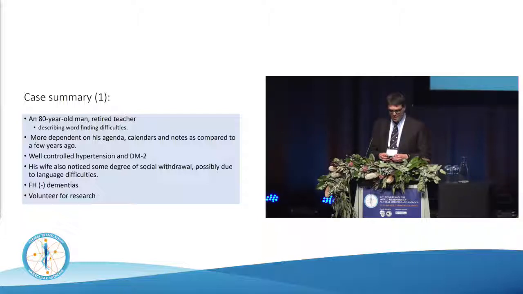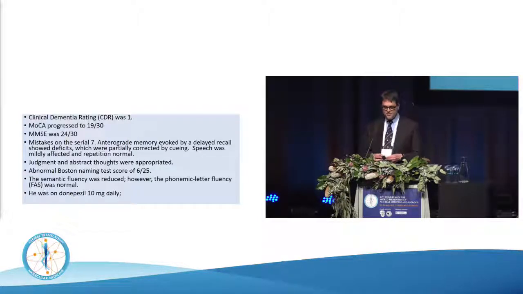Family history was negative for dementia, and he decided to volunteer for our research program. His clinical dementia rating was 1. The MoCA was 19 out of 30. The Mini-Mental was 24 out of 30. He made mistakes on serial 7s on the examination. Anterograde memory evoked by delayed recall showed deficits which were only partially corrected by cueing.